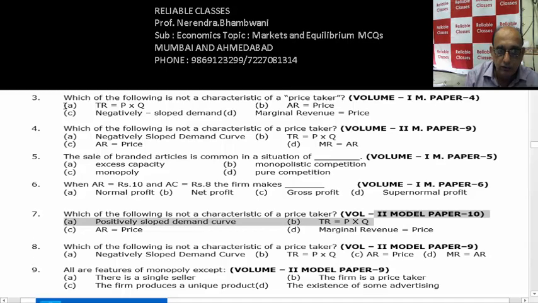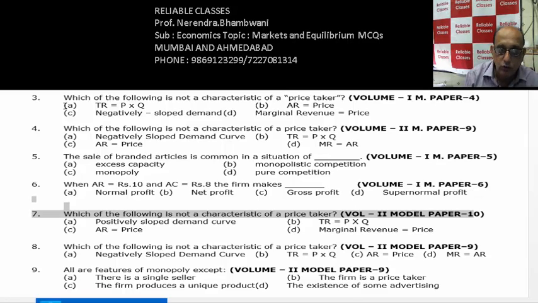Where AR is equal to 10 and AC is equal to 8. When AR is equal to 10 and AC is equal to 8, the firm makes a normal profit, net profit, gross profit. The answer is supernormal profit. Your cost, implicit cost and your cost of alternative employment is included in AC. उसके बाद भी कुछ कमा रहे हो 10 रुपए में बेच के, तो it is supernormal profit. Okay, also called super profits.